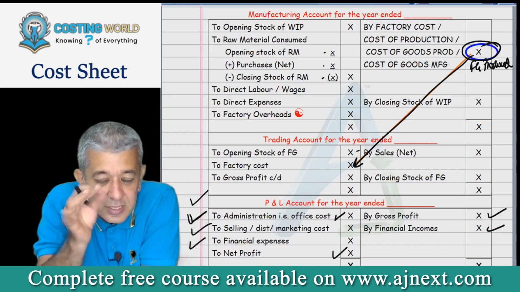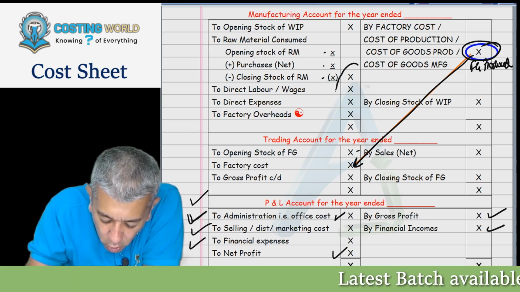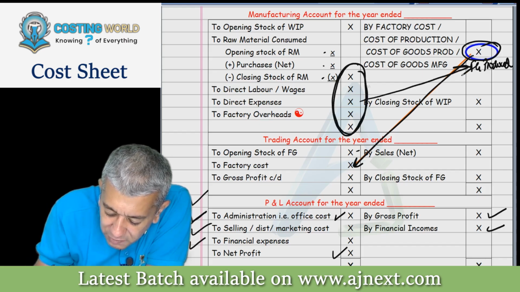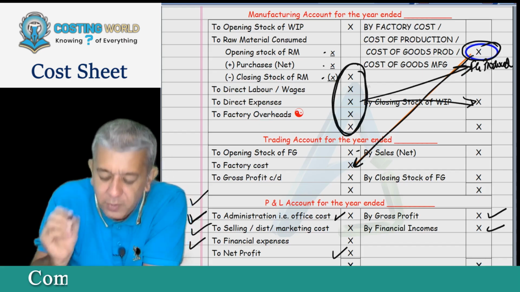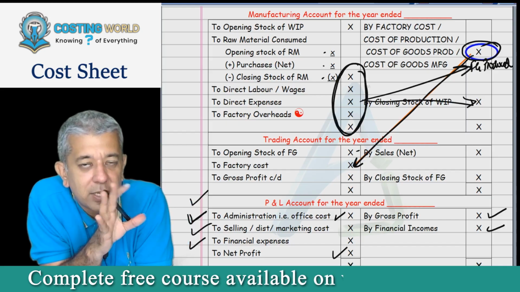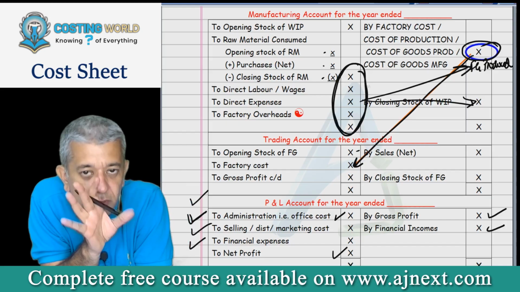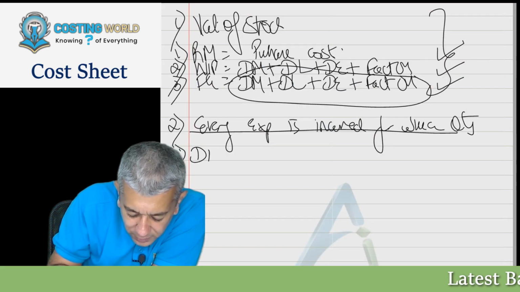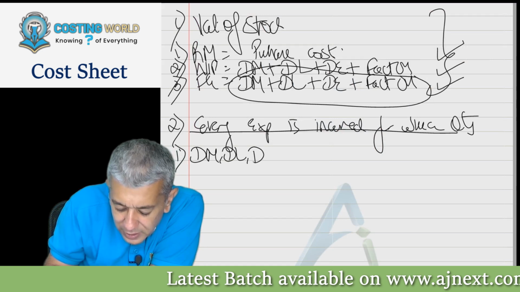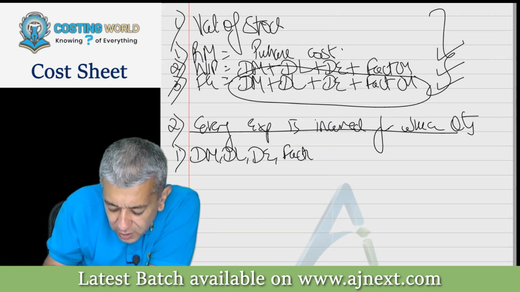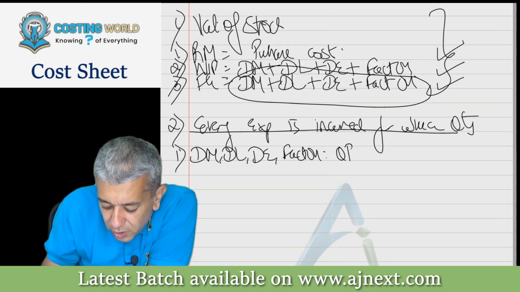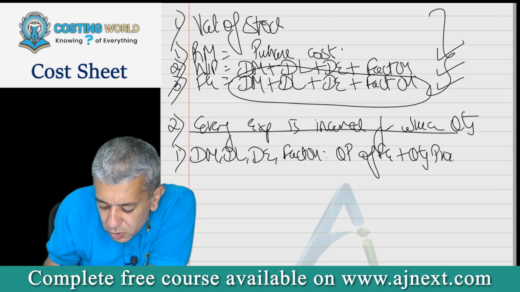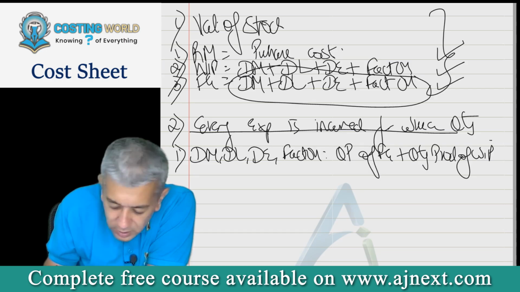So I'm making this statement directly: all these expenses are incurred for making finished goods and also for making WIP. Is this clear by my illustration? Okay. So these four expenses, one sec, which four? Direct material, direct labor, direct expenses and factory overheads are incurred for quantity produced of finished goods plus quantity produced of WIP. Okay. This is one thing.